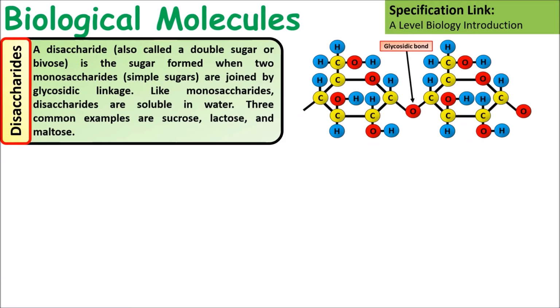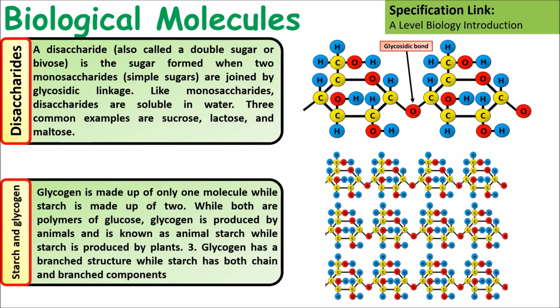A disaccharide, which is a double sugar, is formed of two monosaccharides, which are single sugars, that join together using a glycosidic bond. Examples are things like sucrose, lactose and maltose. Glycogen is made up of only one molecule, while starch is made up of two. While both are polymers of glucose, glycogen is produced by animals and is known as animal starch, while starch is produced by plants.